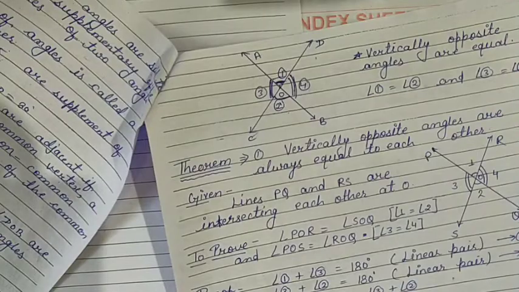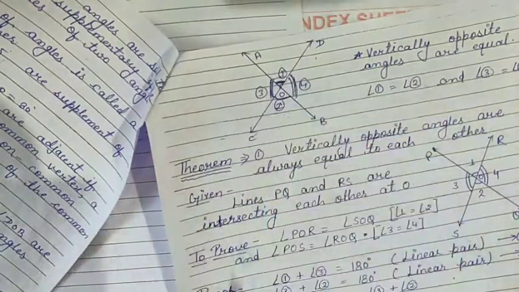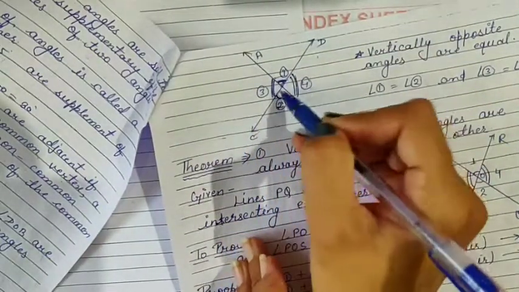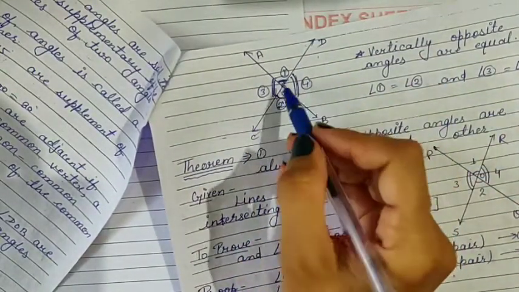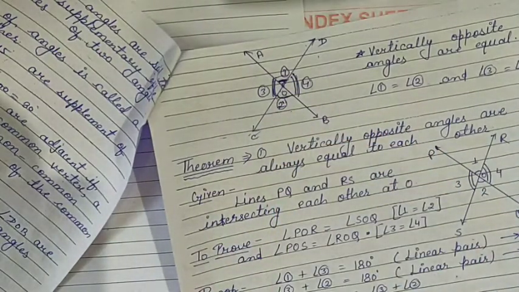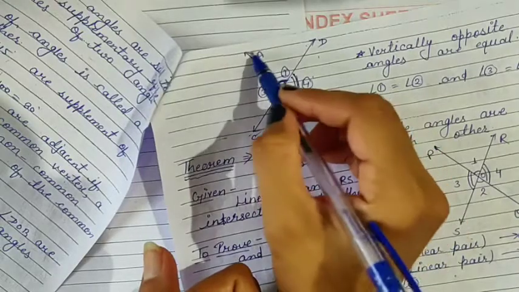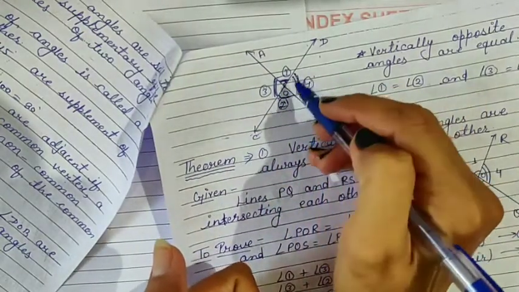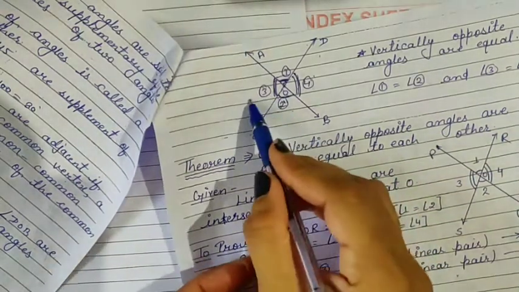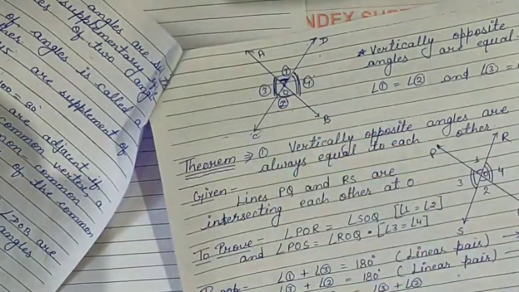These are called vertically opposite angles because angle 1 and angle 2 do not have any common arm. This is angle 1, formed from OA and OD, and this is angle 2, formed from rays OC and OB. So these two angles are vertically opposite angles, and angle 3 and 4 are also vertically opposite angles because angle 3 is formed from OA and OC, and angle 4 is formed from OD and OB. So they do not have any common arm. So angle 3 and angle 4 are vertically opposite angles, and angle 1 and angle 2 are vertically opposite angles.